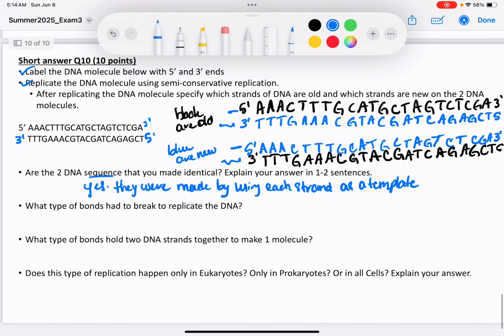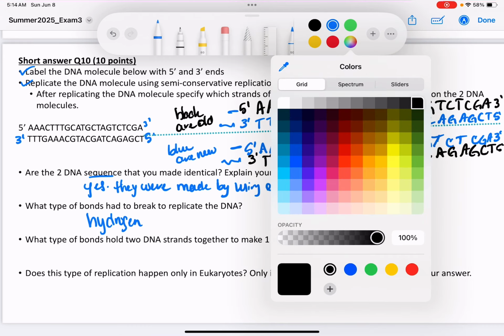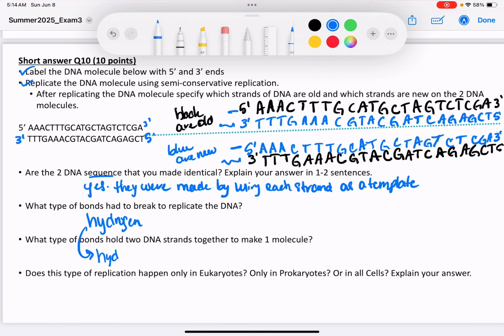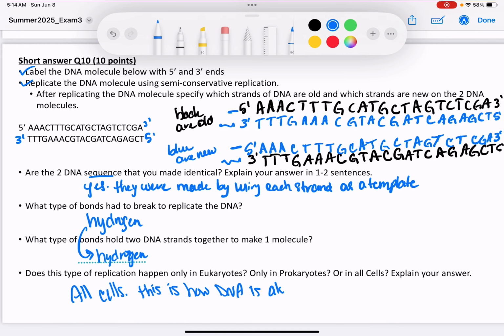Okay, what types of bonds had to break to replicate that DNA? Hydrogen. What type of bonds hold the two DNA strands together? Hydrogen again, right? So the hydrogen bonds are the ones that hold them together, and those are the ones that had to break to replicate the DNA. Does this type of replication happen only in eukaryotes, only in prokaryotes, or in all cells? So this is all cells, right? This is how DNA is always replicated.